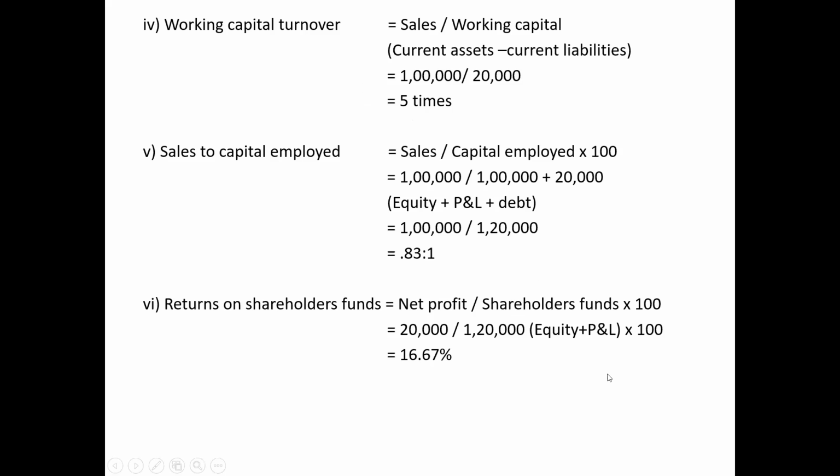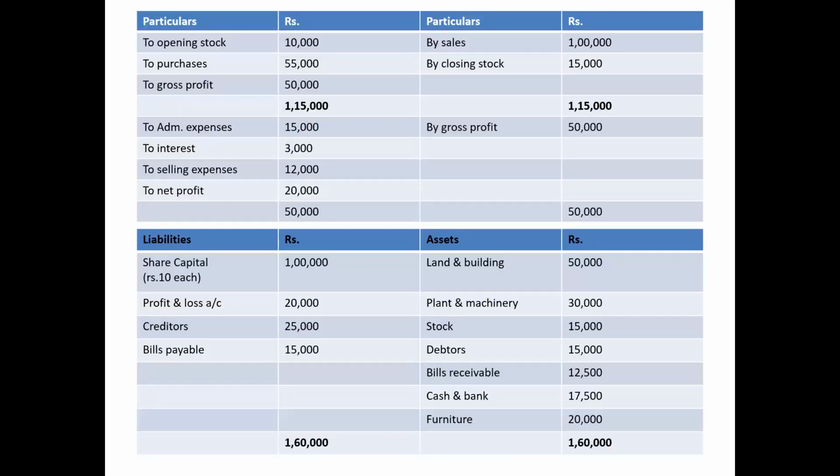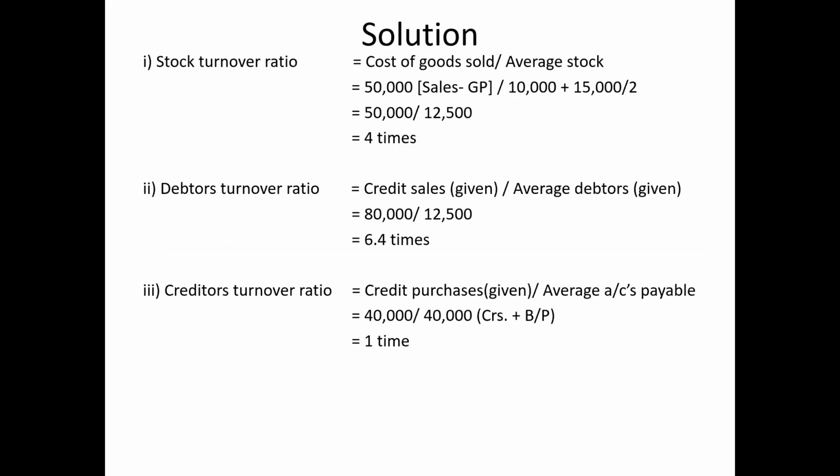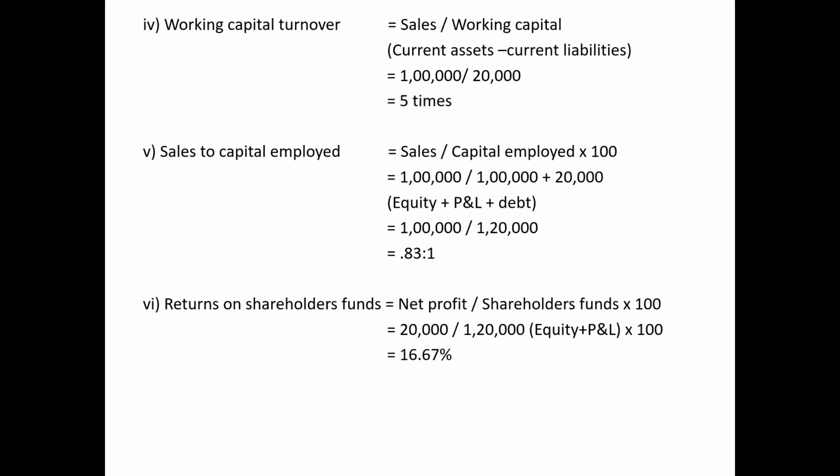Now, the next ratio is the working capital turnover ratio. The formula is sales divided by working capital. Sales you will get in your trading account. Working capital, I told you in the last numerical, is current assets minus current liabilities. So to calculate working capital, you have to identify all the current assets and all the current liabilities from your balance sheet and deduct it, you will get working capital. You put it in the formula, it is 1 lakh divided by 20,000, your working capital. Answer is 5 times, right?